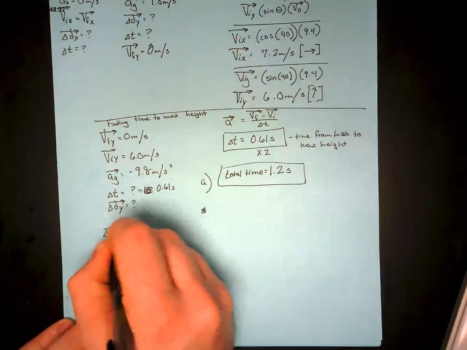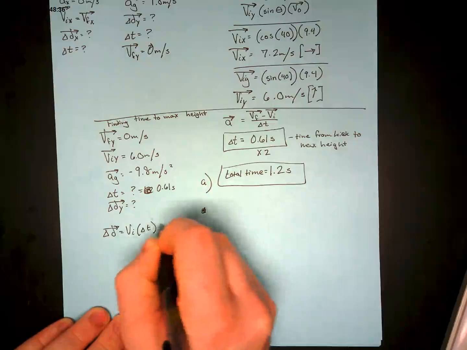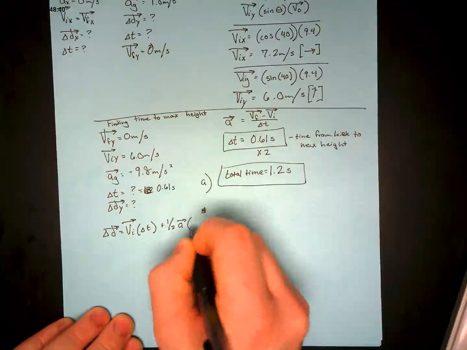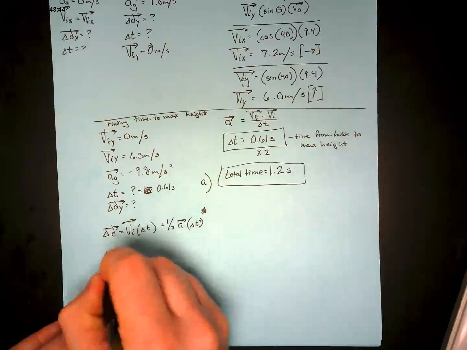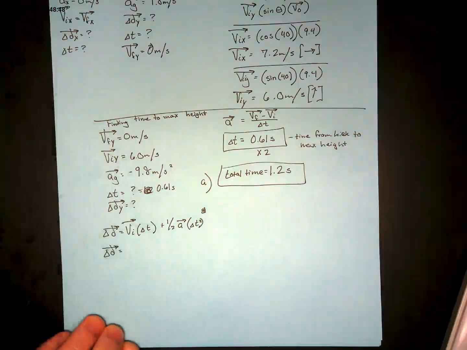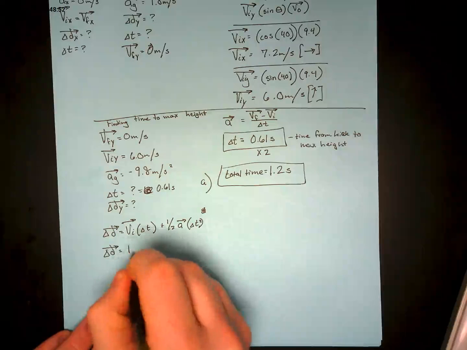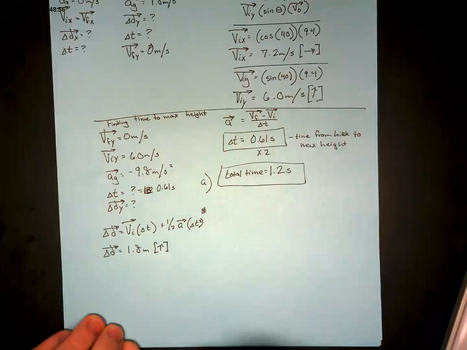The displacement is equal to initial velocity times time plus 1/2 a t squared. And what you should get when you plug all that in, it can stay just like that, is 1.8 meters in the upwards direction.